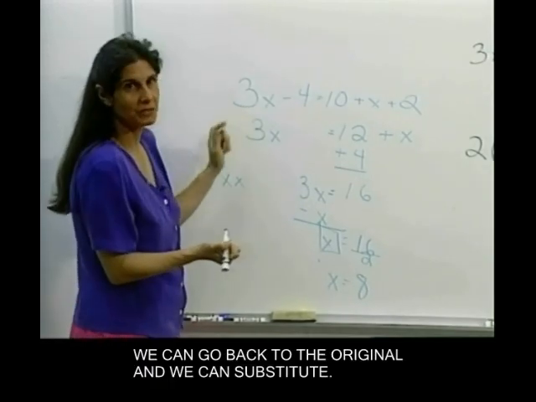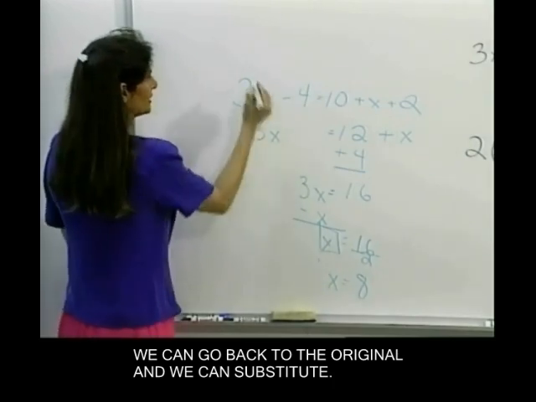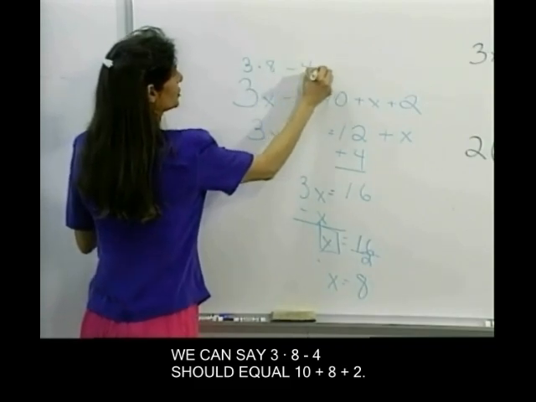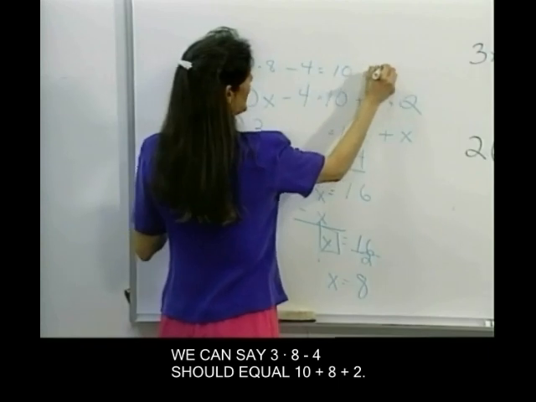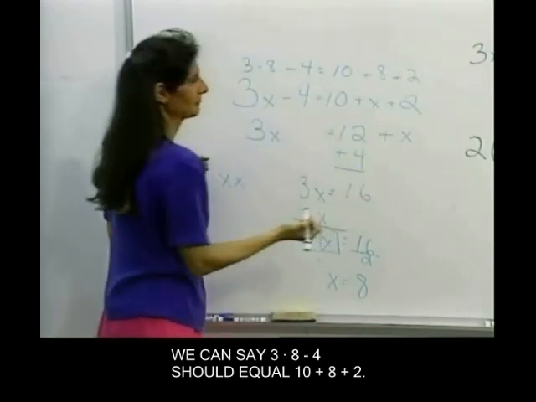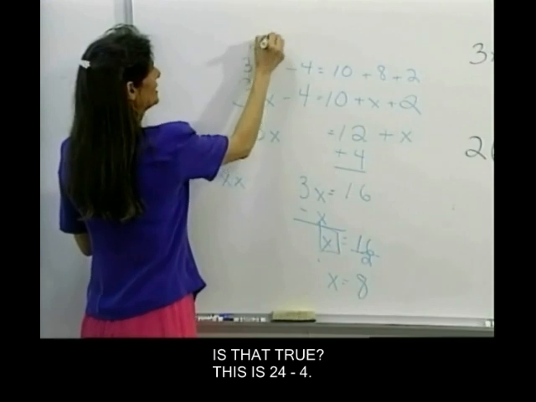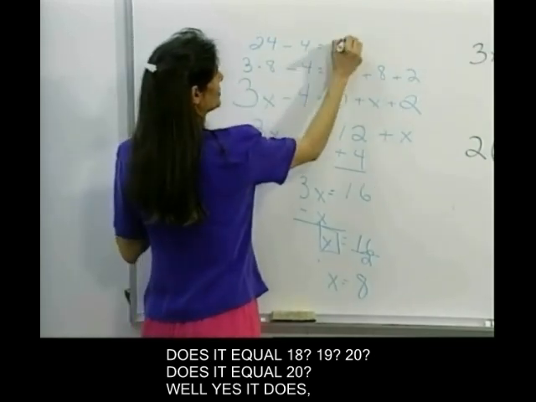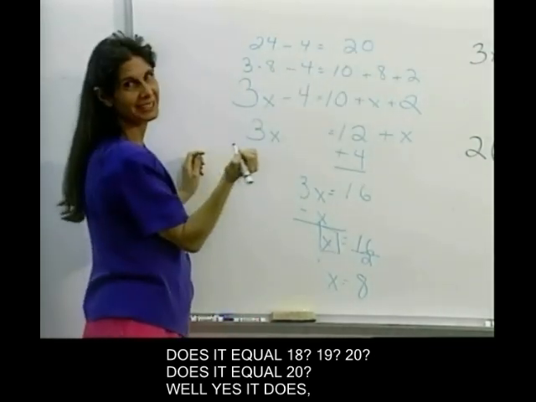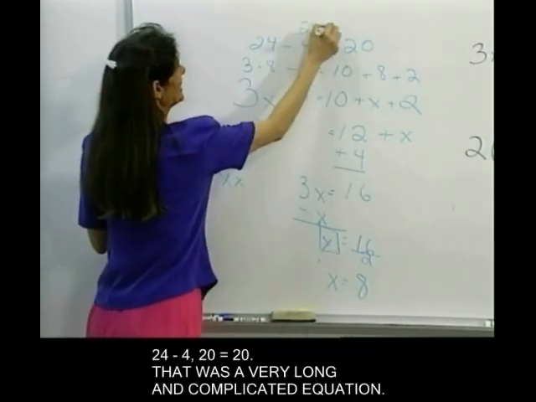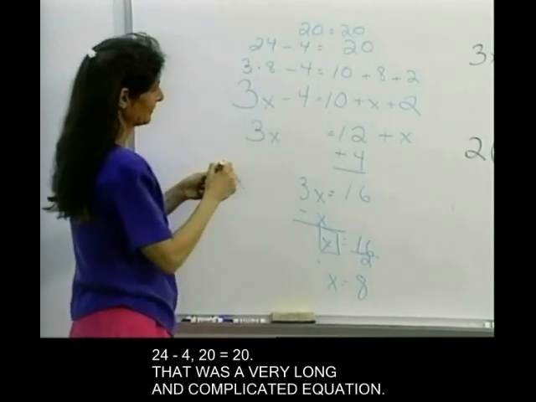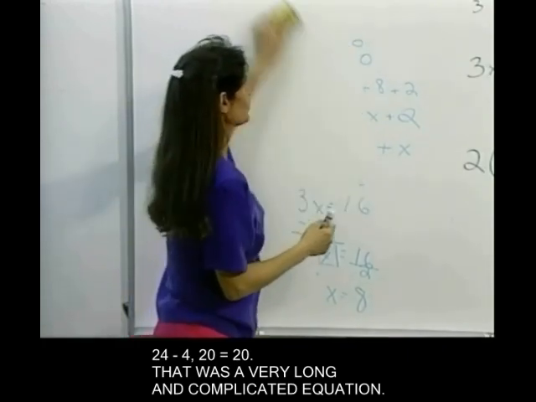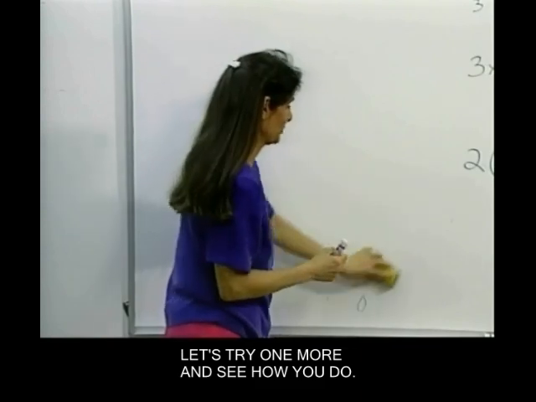Now let's see if I got the right answer. We can go back to the original and we can substitute. We can say 3 times 8 minus 4 should equal 10 plus 8 plus 2. Is that true? This is 24 minus 4. Does it equal 18, 19, 20? Does it equal 20? Well, yes, it does. 24 minus 4, 20 equals 20. That was a very long and complicated equation. Let's try one more and see how you do.